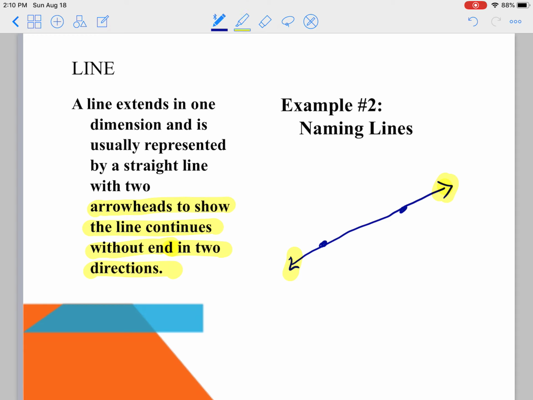And so now that we have a line that's drawn, we can see that we now have 1 dimension. So a point, if you can recall, had 0 dimensions. And a line now has 1 dimension. So now we've increased the number of dimensions by 1. And so it's represented usually by a straight line with 2 arrowheads. Again, those arrowheads are very important.